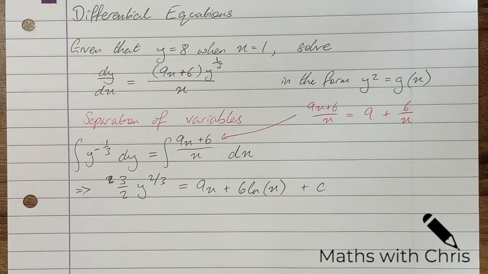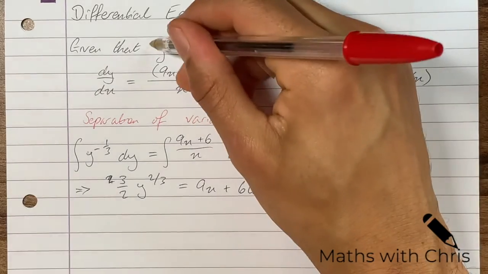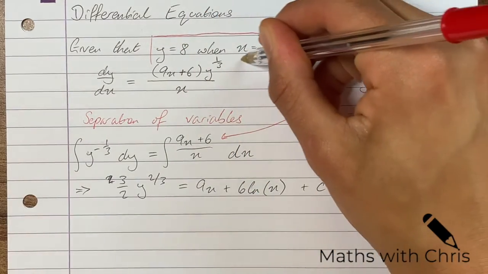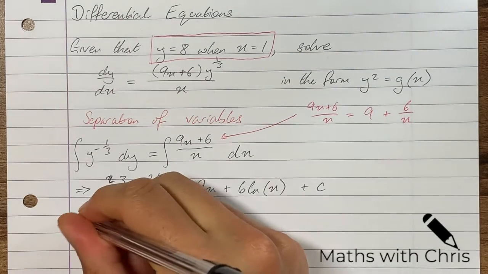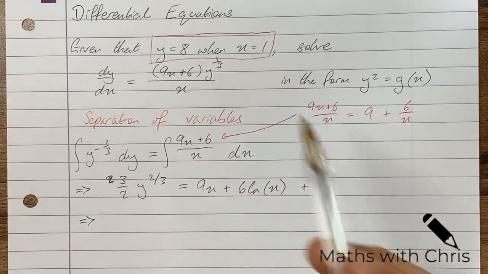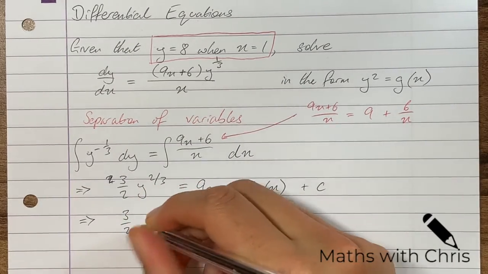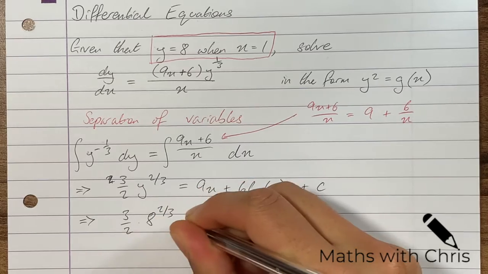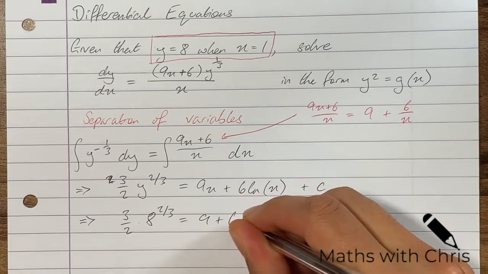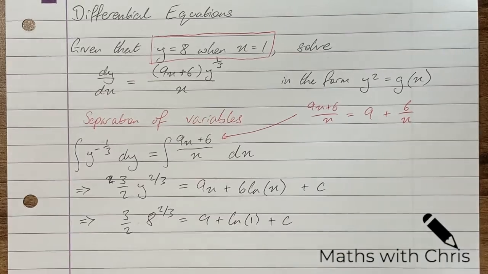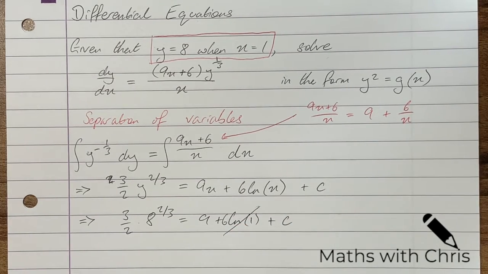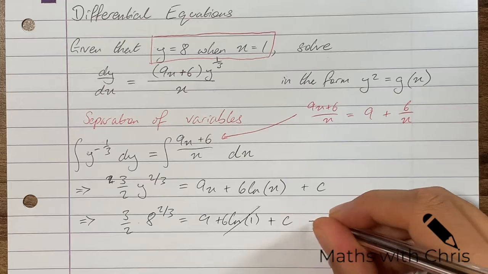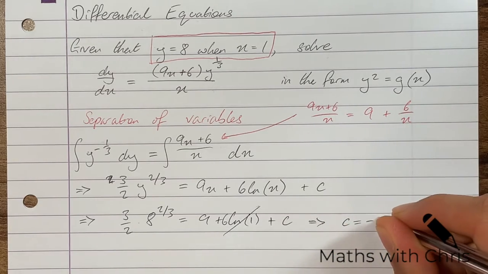Now, how are we going to work out what this plus c value is? Well, we've been given some conditions that the equation satisfies. So what that means is that we can plug into our equation the values x equals 1 and y equals 8. 3/2 times 8 to the power 2/3 equals 9 plus 6 ln 1 plus c. And now, since ln 1 equals 0, you can ignore that and rearrange to solve for the value of c. And if you do that, we get that c is equal to minus 3.